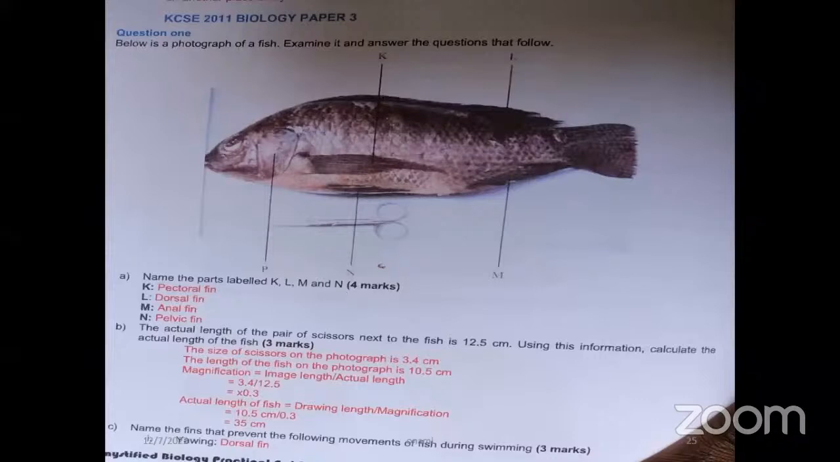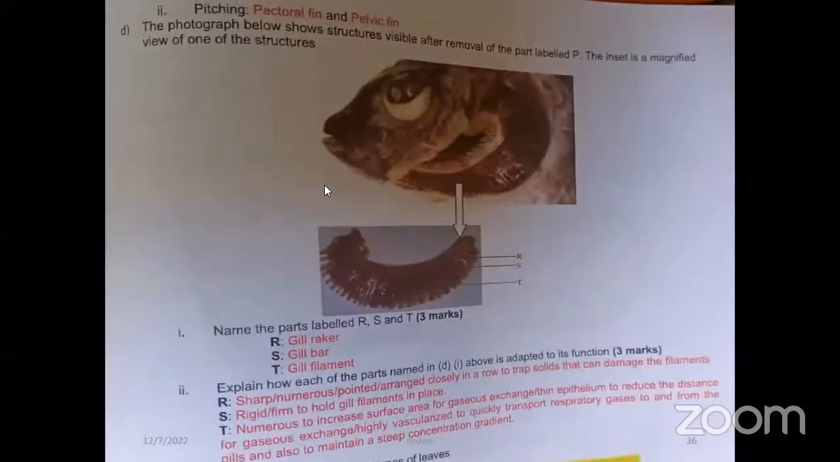That was how. So then the other question: name the fins that prevent the following movements in fish during swimming. Yawing. Which fin prevents yawing in fish? We talked about yawing. Which fin prevents yawing in fish? Somebody? Dorsal. Yes, Frederick. Dorsal and anal. Good. The dorsal fin and the anal fin. Pitching in fish. Pitching.